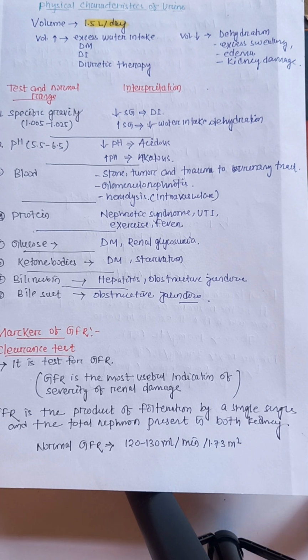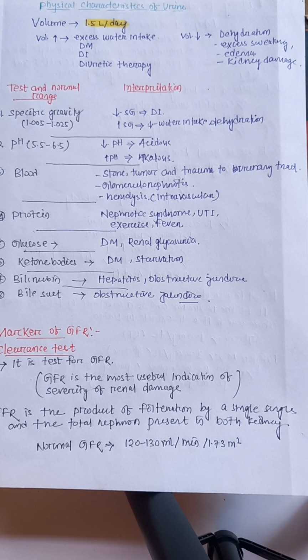And in blood, if you come across it, the causes are stone, tumor, trauma to the urinary tract, glomerulonephritis, hemolysis. Okay, intravascular hemolysis, not hemodialysis. And protein in nephrotic syndrome, and excess exercise. Glucose appears in diabetes mellitus and renal glycosuria. Ketone bodies appear in diabetes mellitus and starvation. You should know this.